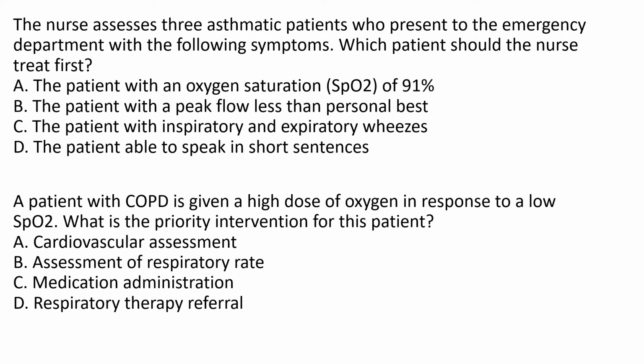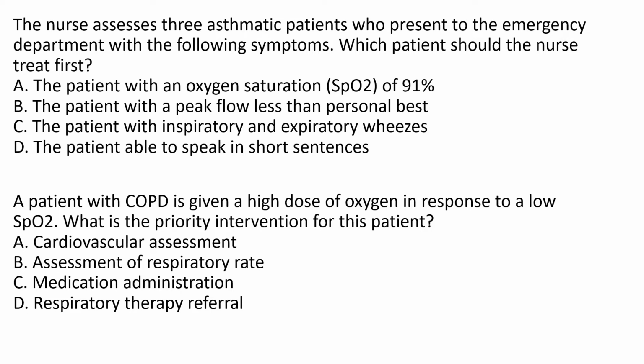The nurse assesses 3 asthmatic patients who present to the emergency department with the following symptoms. Which patient should the nurse treat first? Is it A, patient with oxygen saturation of 91%, B, patient with a peak flow less than personal best, C, the patient with inspiratory and expiratory wheezes, or D, patient that is able to speak in short sentences? Remember, we're looking at asthma patients. So you need to determine what is normal for an asthma patient and what is not. What is the most important thing for the nurse to go assess?